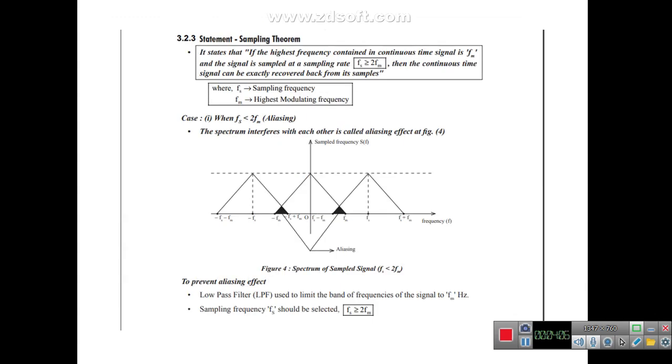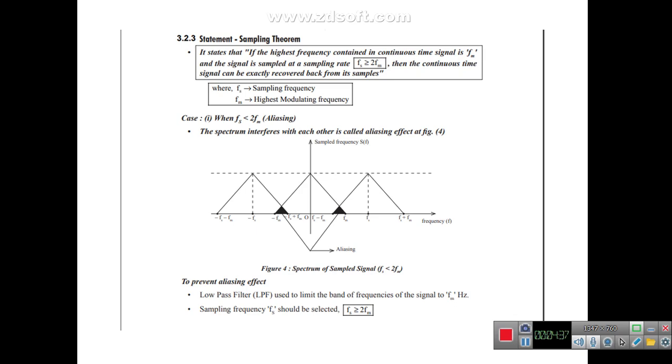Next, the statement of the sampling theorem. It states that if the highest frequency contained in a continuous time signal is fm, and the signal is sampled at a sampling rate fs, with the condition fs greater than or equal to 2fm, then the continuous time signal can be exactly recovered from the samples. Here fs is the sampling frequency and fm is the highest modulating frequency. In the statement, the sampling theorem consists of two conditions. What are the two conditions?